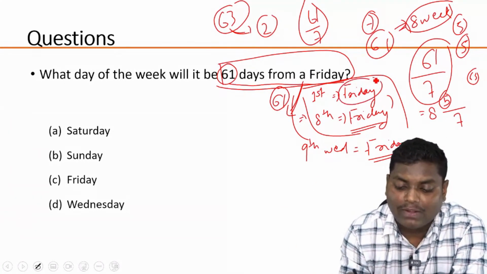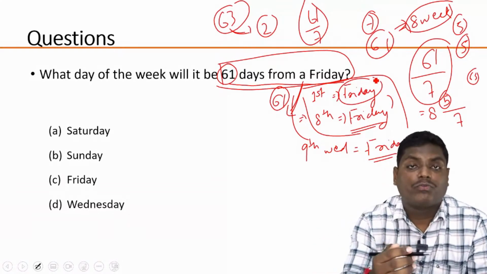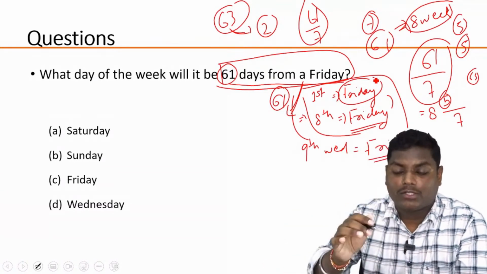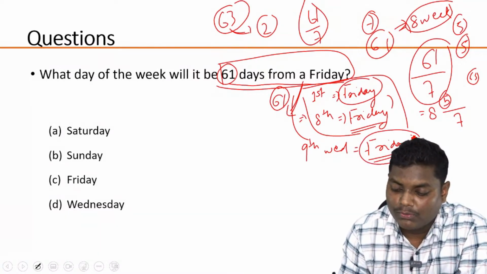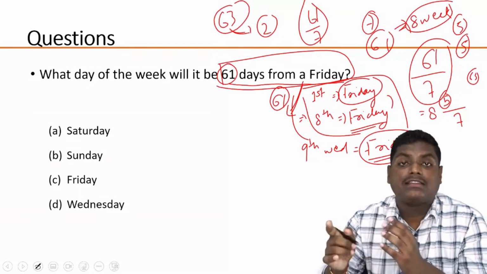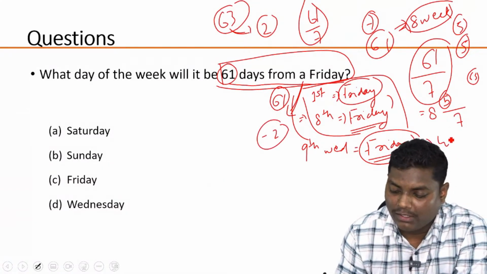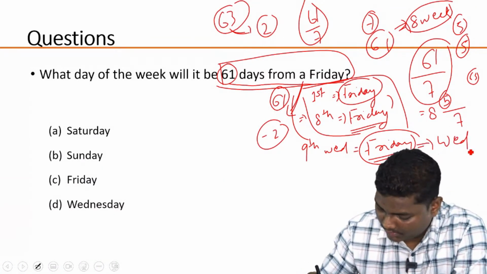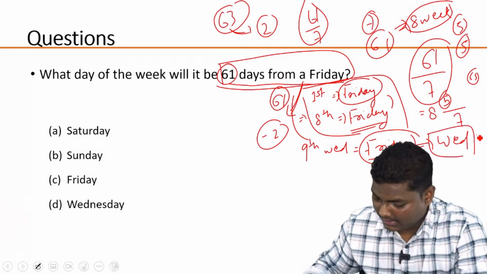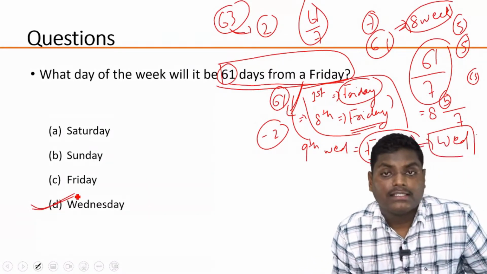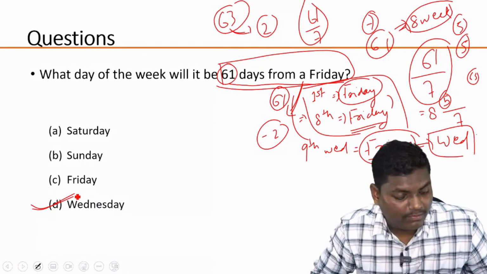So you can just subtract 2. Either you can add 5 to Friday: Friday, Saturday, Sunday, and you will reach Wednesday equally. Or you can go the reverse way. You know that the 9th week day will be Friday, so just subtract 2 from it. So it will be a Wednesday. Great Anupam, great. Is this clear for everyone? It will be a Wednesday.